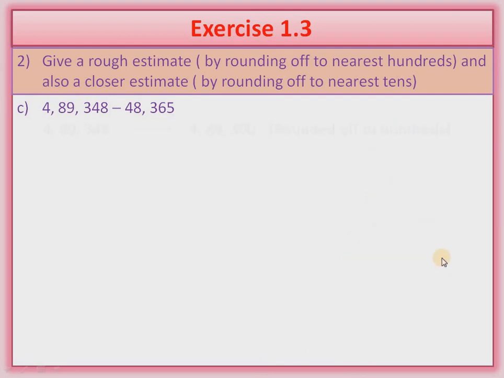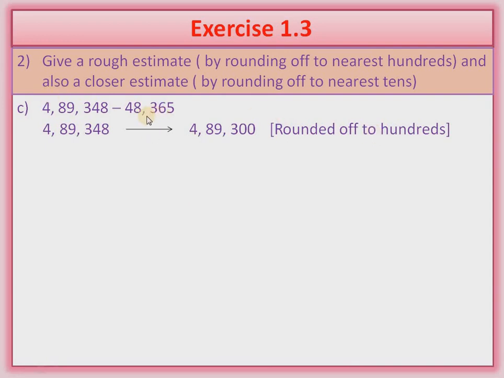4,89,300 only. Understood? Now we will check 48,365. हम वही नंबर ले लेते हैं 365. Okay. Understood what I am telling you? We will make last 2 digit, so we will write 2 times 0. Then check the estimated value of 65.